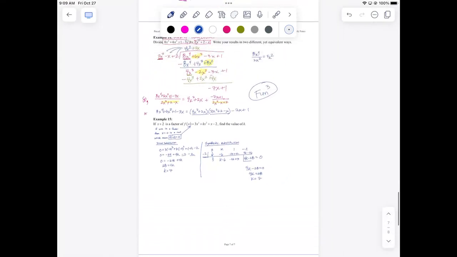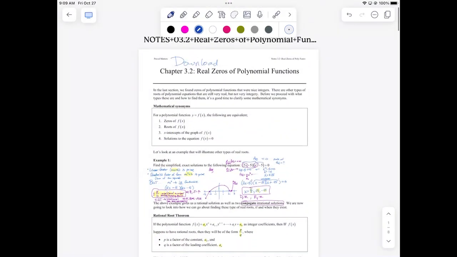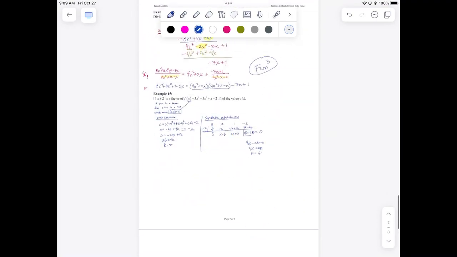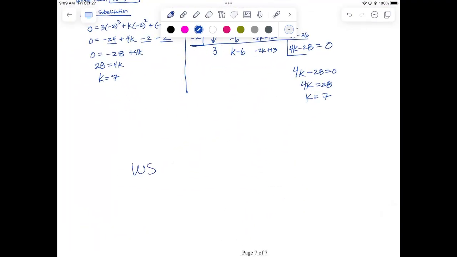How do y'all feel about real zeros of polynomial functions? Pretty good. Okay, well, you have the rest of the period to work on your worksheet. The worksheet for section 3.2 is going to be due on Monday at 9 a.m. Now we're going to skip section 3.3 for now. On Monday, we're going to start section 3.4. I've already activated that in Canvas. If you got an alert that 3.4 is active, that's why. It will take a few days on 3.4.